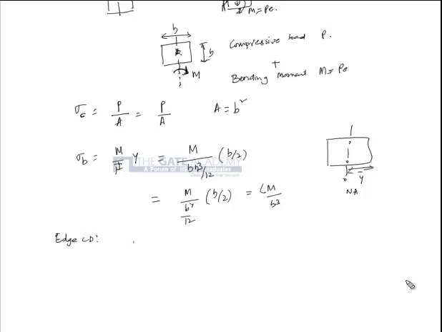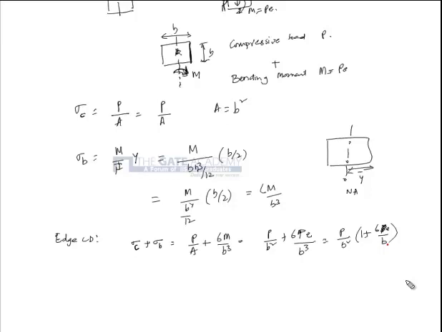Now at HCD, you have the compressive stress, and the bending moment will also give compression in this fiber. So it will be sigma C plus sigma B. So it will be P by A plus 6M by B cube, which is P by B square plus 6M by B cube, where M is P into E. If I take P by B square common, I get 1 plus 6E by B. Now let's substitute the values.